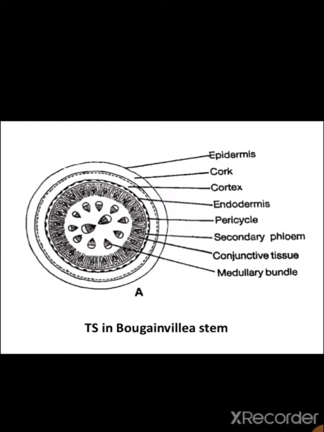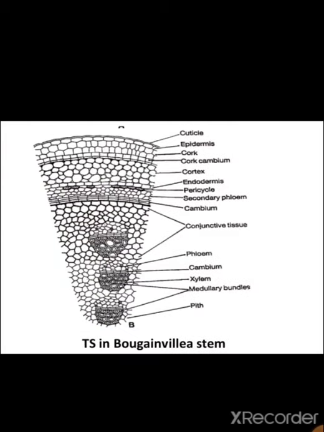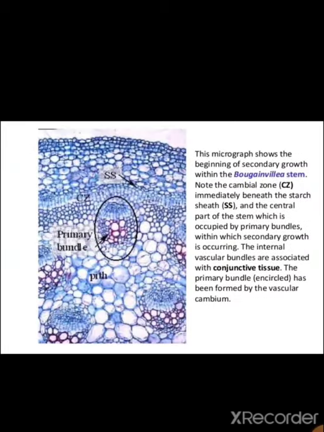In the TS of Cucurbita stem, as we see, the inner ring of vascular bundles is covered by the outer ring of vascular bundles. Each ring has five vascular bundles. These are other diagrams which explain the Cucurbita stem. Two rings of vascular bundles.